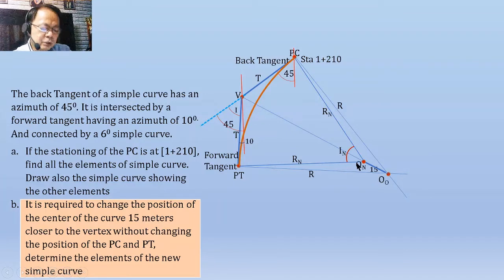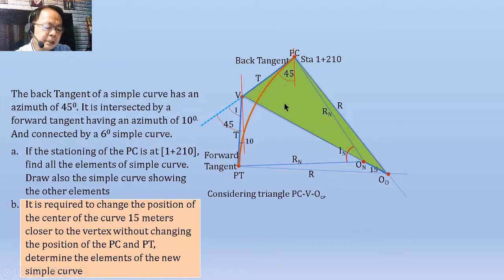Therefore, masosolve natin yung ating radius by considering the triangle PC, V, and O sub O. Dito muna tayo magsimula sa malaking triangle na ito na PC, V, and O sub O. At gusto kong ipakita itong triangle na ito. So, anong purpose ko dyan? Para ipakita ko that this angle will be equal to beta.